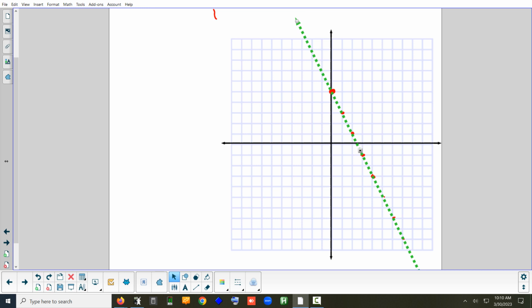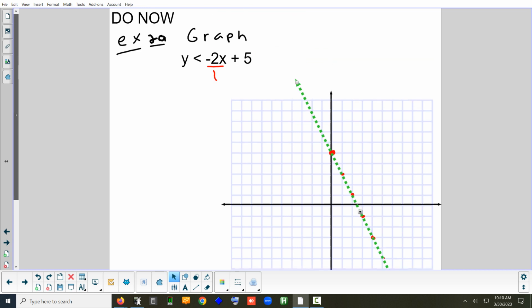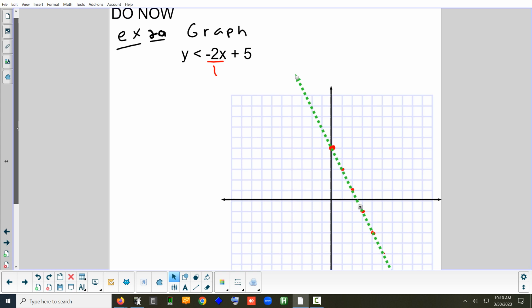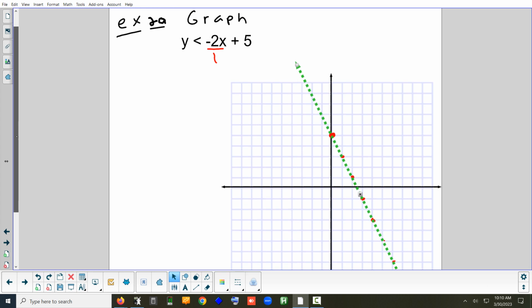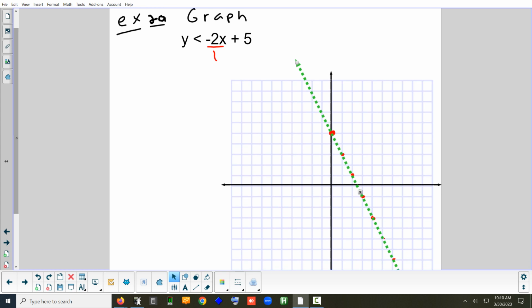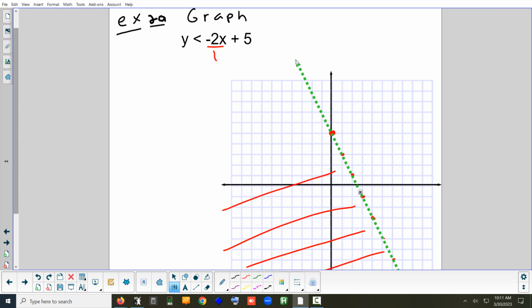And how about Mia? What's the last thing I gotta do? Shade. And where am I gonna shade this time? Yeah, it's to the left, like below, right? Because this area would be above the line. This area down here would be below the line. So we're gonna shade everything that's below. Just like that.